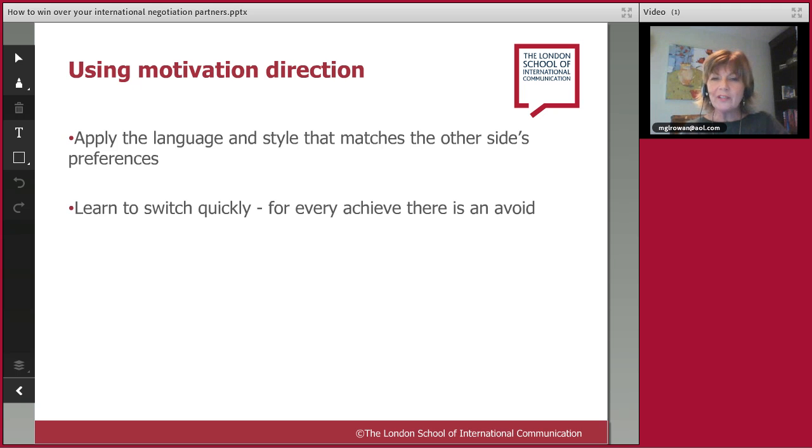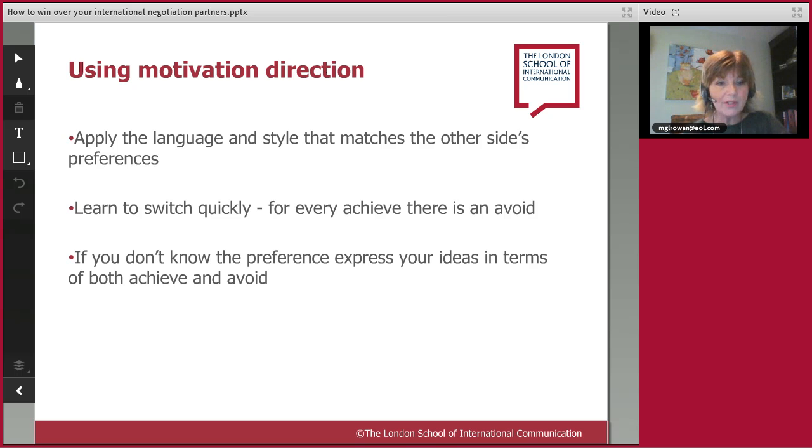Learn to switch quickly. For every achieve, there's an avoid. So be early, avoid being late. Agree, avoid conflict. Understand, avoid confusion. Confident, manage your nerves. Speak clearly, avoid mumbling. Meet expectations, avoid disappointment. There's always an opposite, and when you get into the habit of looking for the opposite, then you'll be easily able to present them when the time comes.